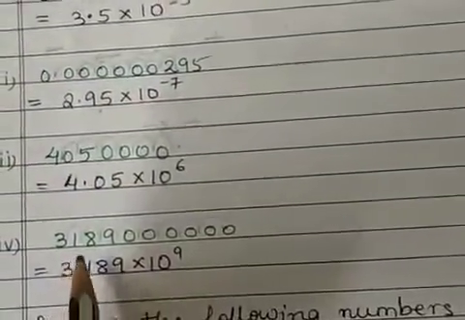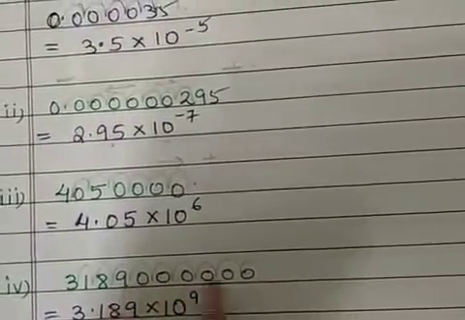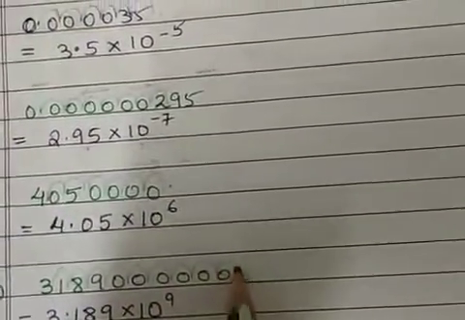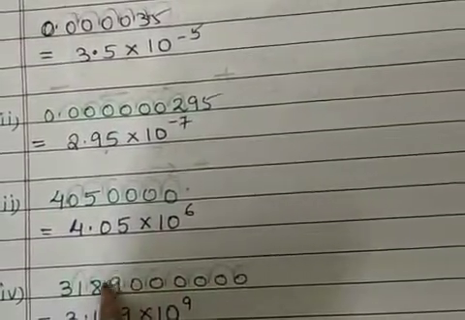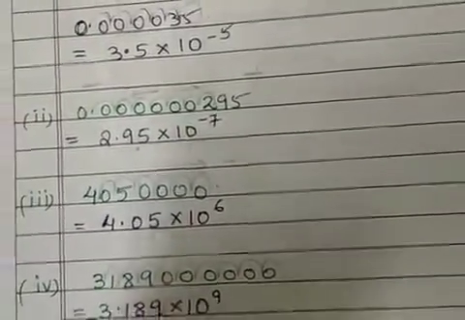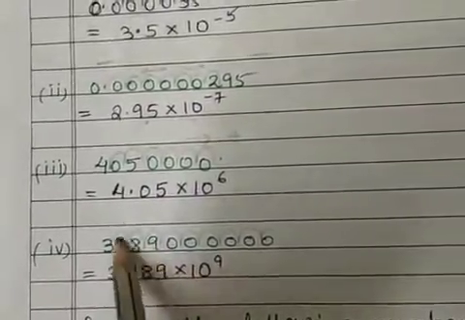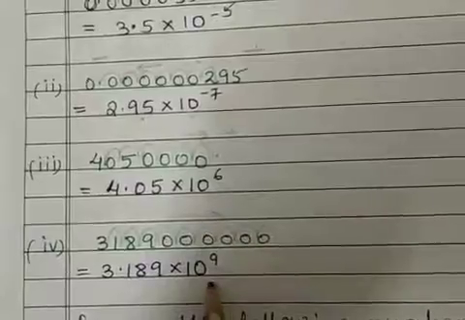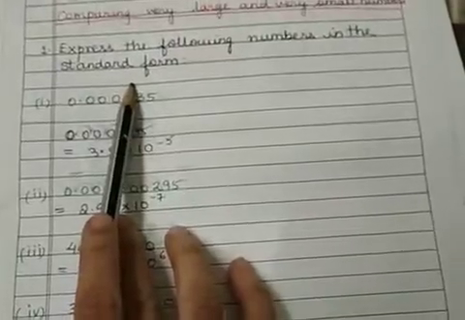Next example. This is 3189000. So many zeros you have. So you have to take 1, 2, 3, 4, 5, 6, 7, 8, 9. So this can be written as 3.189 multiplied by 10 raised to, to come back you have to move to the right, so 10 raised to 9.